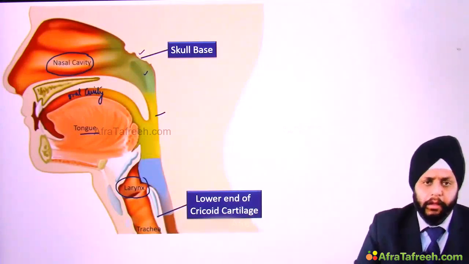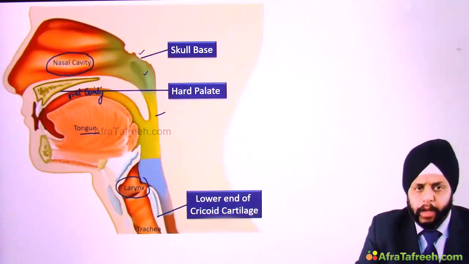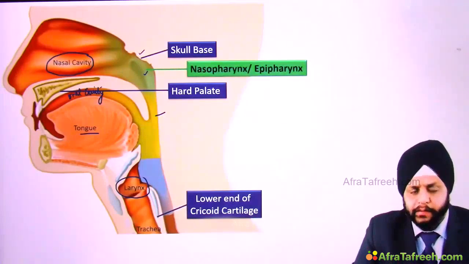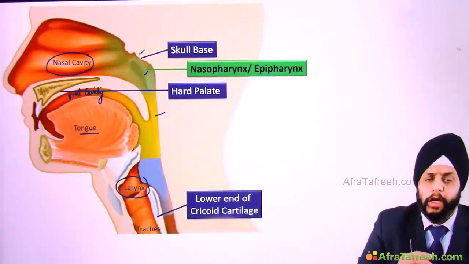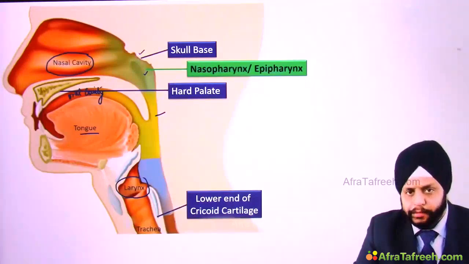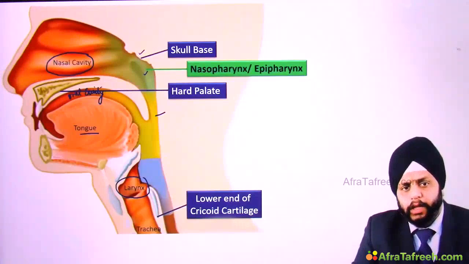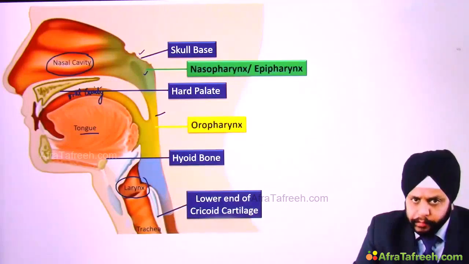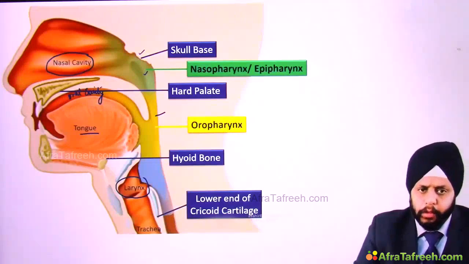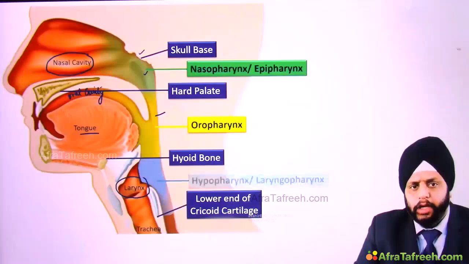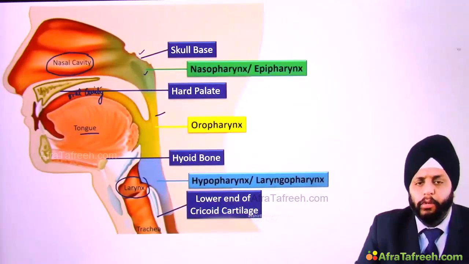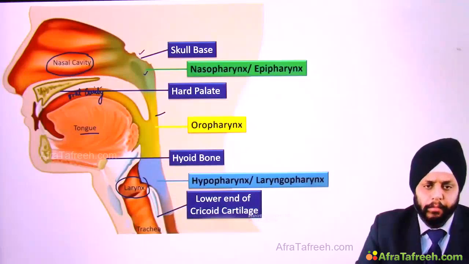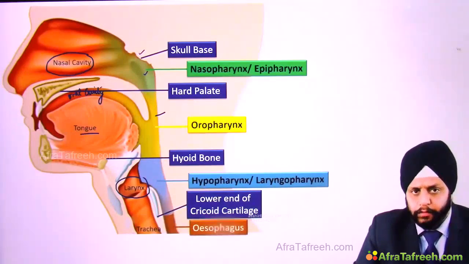Another way to divide is from the skull base to the hard palate. That's the lower boundary, and this is the nasopharynx. Because the nasopharynx is the uppermost part of the pharynx, we also call it the epipharynx, right? Similarly, between the hard palate and the hyoid bone, we have the oropharynx. And from the hyoid bone to the lower end of the cricoid cartilage, we have the hypopharynx, also known as the laryngopharynx, as it is around the larynx.